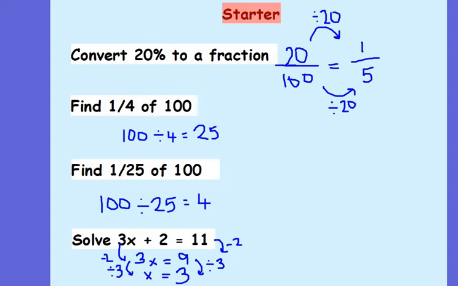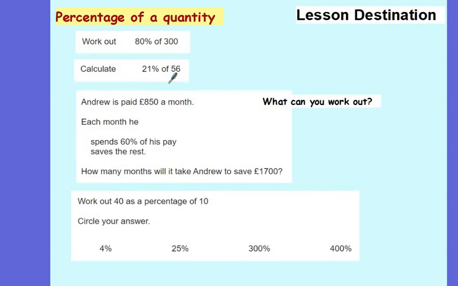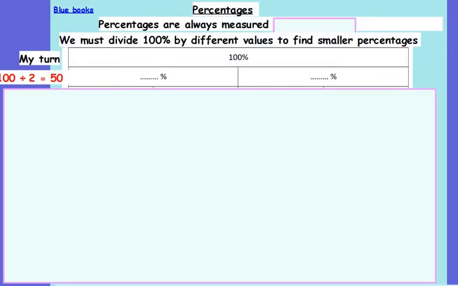Let's head into today's lesson. So this is our lesson destination of today. We're looking at percentage of quantities, working out things like 80% of something, 21% of something, and harder quantities such as 40 as a percentage of 10. But this is where we're going to start.